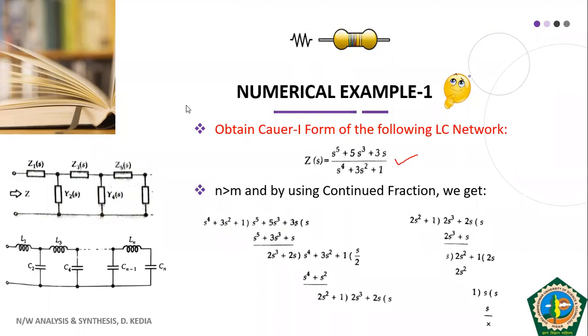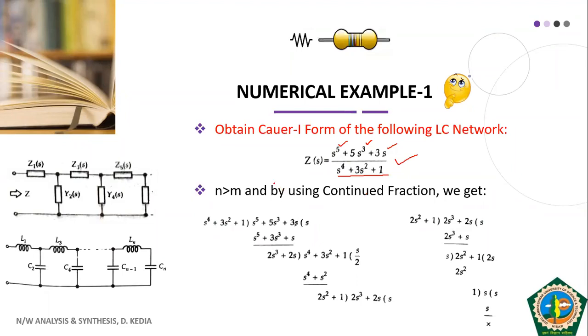Here you see, in the numerator we have odd power terms. Power is 5, 3 and 1. In the denominator we have even power terms. So it is not mandatory that the numerator will always be even, or the denominator will always be odd. It can be the other way around also. So in case of an LC network, the ratio of your network function is odd to even or even to odd, whatever.